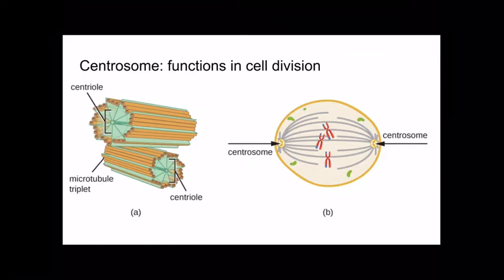So, of course, all of our stem cells are going to have centrosomes, because what stem cells do is they divide and give rise to those daughter cells that will differentiate into the mature cell of that tissue.